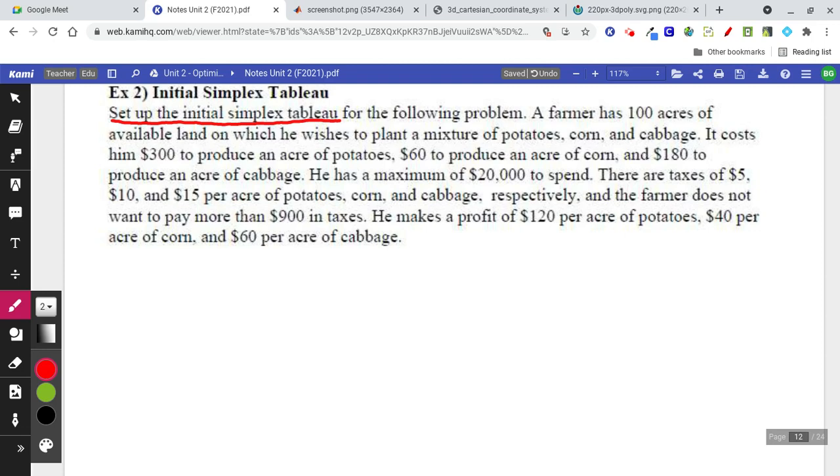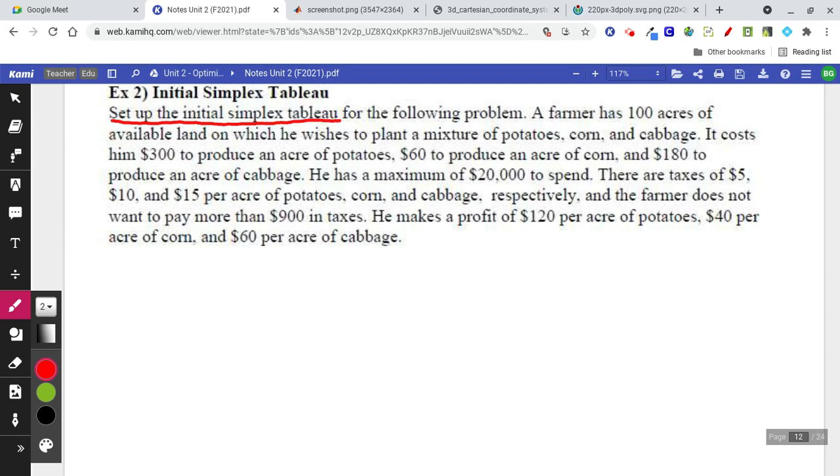A farmer has 100 acres of available land on which he wishes to plant a mixture of potatoes, corn, and cabbage. It costs him $300 to produce an acre of potatoes, $60 to produce an acre of corn, $180 to produce an acre of cabbage. He has a maximum of $20,000 to spend. There are taxes of $5, $10, and $15 per acre of potatoes, corn, and cabbage, respectively, and the farmer does not want to pay more than $900 in taxes. He makes a profit of $120 per acre of potatoes, $40 for corn, and $60 per acre of cabbage.